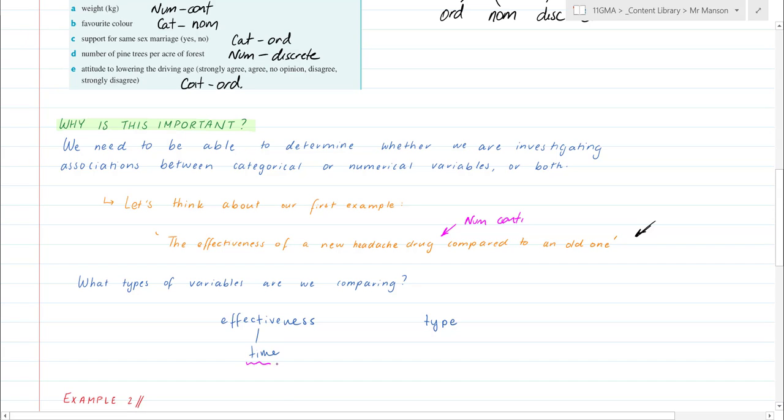And effectiveness in this situation is being identified as time. So if it's identified as time, then it's definitely numerical continuous. So time, we measure to the nearest minute or second. It's still a measurement. So time, numerical continuous. But then also we have a drug type. So we're measuring the time it takes for a headache to go away based on the type of drug. That type is going to be categorical and it's going to be nominal.